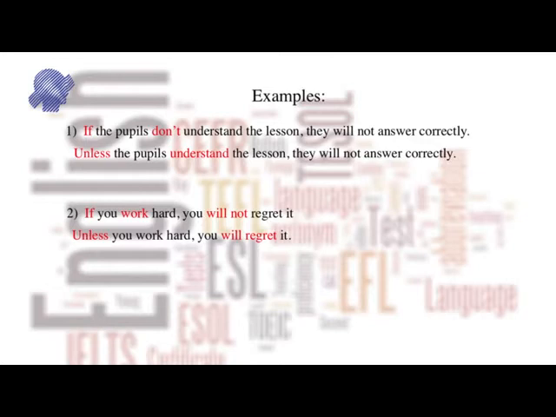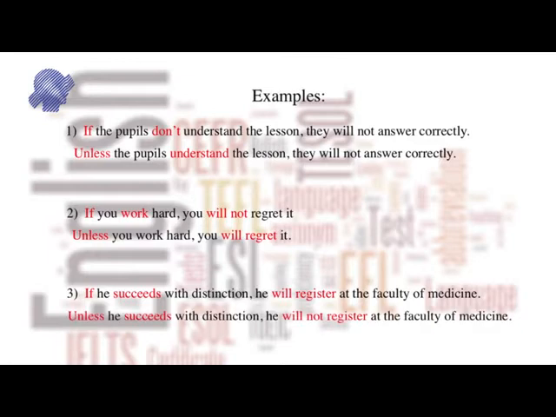And the last one: if he succeeds with distinction, he will register at the Faculty of Medicine. Of course, the two parts here are in the affirmative form. So what will happen? Unless he succeeds with distinction, he will not register at the Faculty of Medicine. Is it clear? Right. Let's move to the practice now.